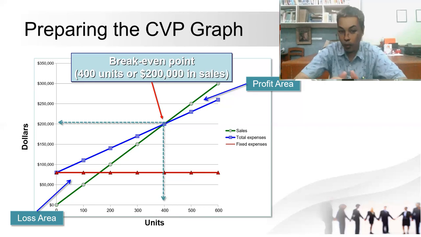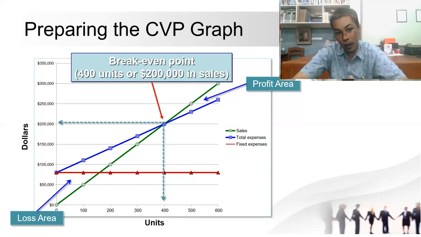So we have losses, but the losses are smaller and smaller as we are able to sell more and more. If we sell 300 units, we still have a loss, but it is now very small. Maybe this is 170 minus 150, only about 20,000 in losses. And if you sell 400 units, that is the instant where total sales equal total expenses, and therefore we have zero income, but also zero losses.